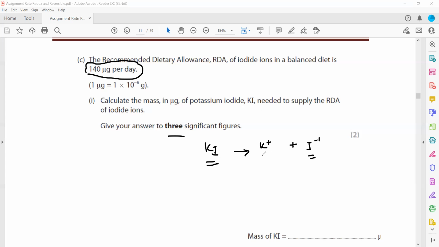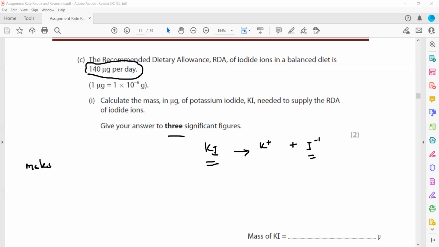So we can work out the moles first. As we know, the ratio is 1:1. So first we'll find the moles of iodine, and using the moles we'll work out the moles of potassium iodide, and at the last we'll multiply by molar mass. So we will get the mass in gram.